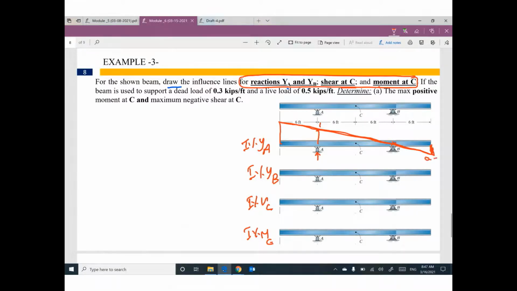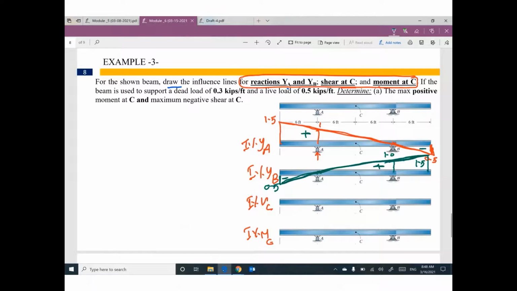This value will be 0.5. This value will be 1.5. Using triangle similarity, please look for any two triangles which are similar, then you can figure out these values. What is the influence line for YB? Go ahead and push this support up by 1, any other support as it is. The new shape of this beam looks like this. This value will be 0.5 negative. This one will be 1.5 positive. This one negative, this one positive.